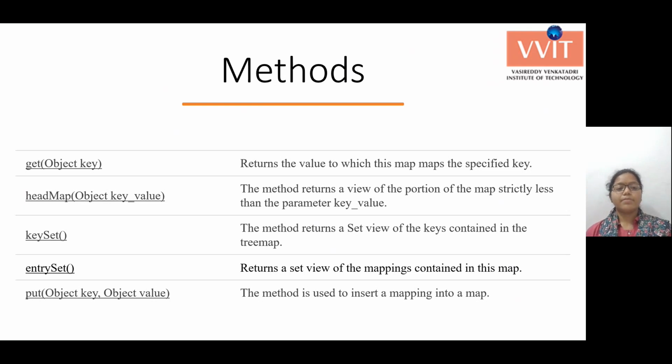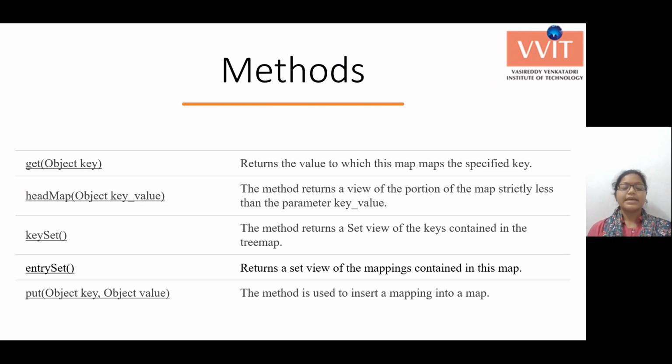Next is headMap. HeadMap is used to return a small portion of the map. It is also a map, just a part of the map, in which the keys are less than the specified key value that is passed as a parameter to this method. The key-value pairs which are less than the passed key value are returned as a submap by this method.